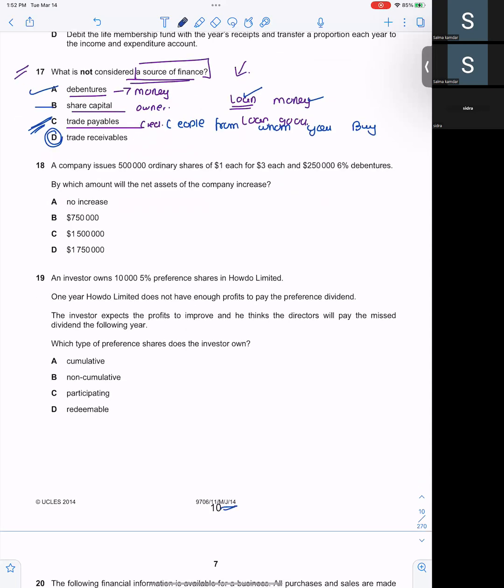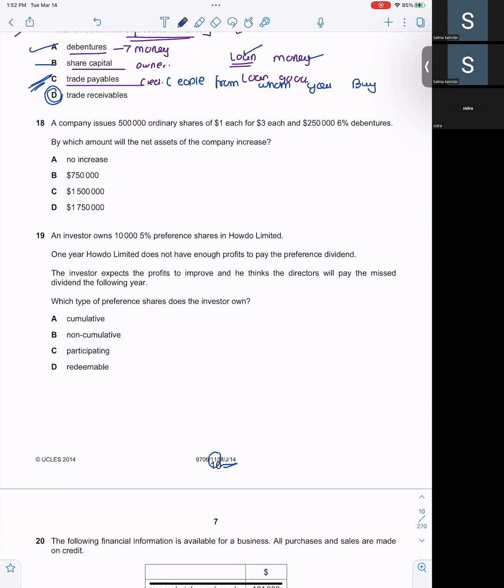This is May June 14, paper 11. Come on, 18th one. A company issues 500,000 ordinary shares of $1 each, at $3 each, and 250,000 6% debentures. By which amount will the net assets of the company increase? Net assets means what? When we are talking about net assets, we will talk about capital. Come on, tell me. So 500,000 into 1, shares of $1 each and issued at 3 each.